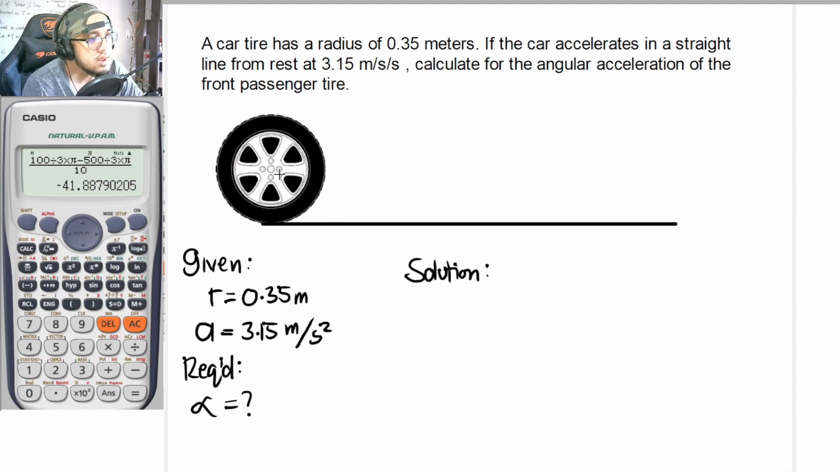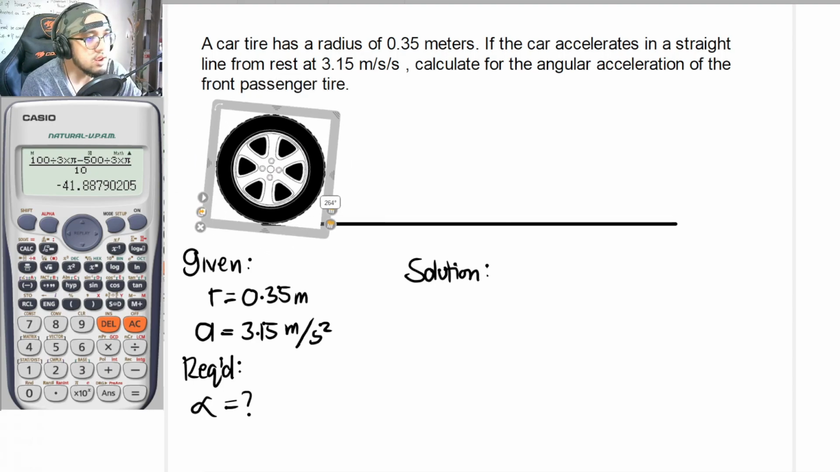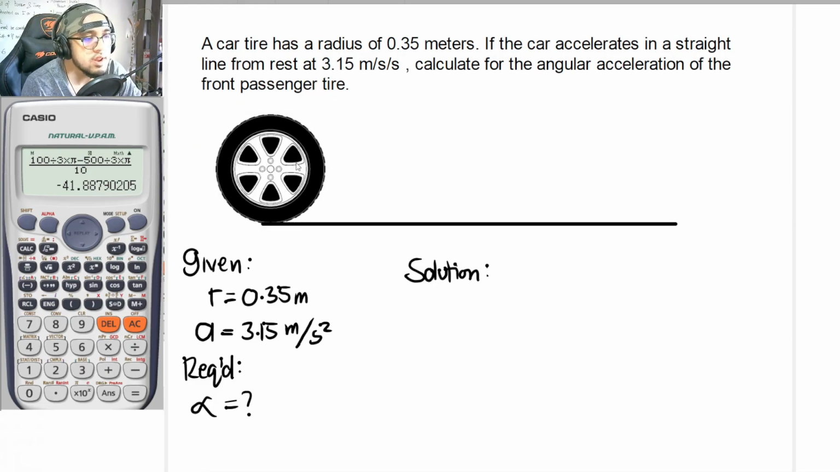It is said here in the tire that its radius is to be 0.35 meters. Let's say that this tire is now rotating in one full rotation. For one full rotation, it means that the car would now be traveling its whole circumference. So with that, let us solve for the circumference first.